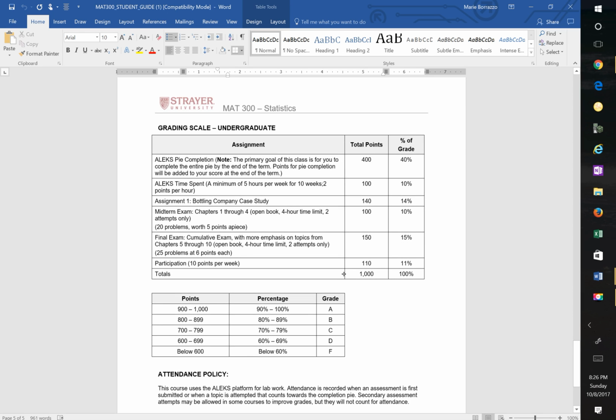Ultimately, in your grade distribution, the big point winners are the Alex Pie completion. So the closer you get to that 97, the closer you get to that 100%.